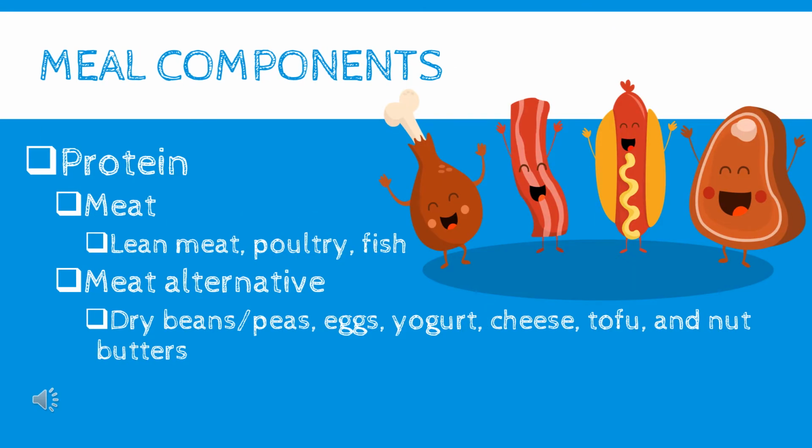For the protein component, meat or a meat alternative can be offered. Meat helps provide protein, B vitamins, vitamin E, iron, zinc, and magnesium. Examples are lean meat, poultry, and fish. For meat alternatives, dry beans and peas, eggs, yogurt, cheese, tofu, and nut butters are all examples.